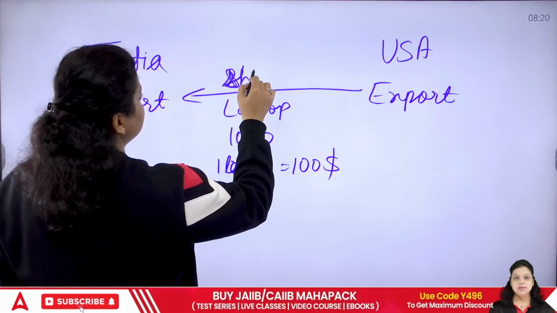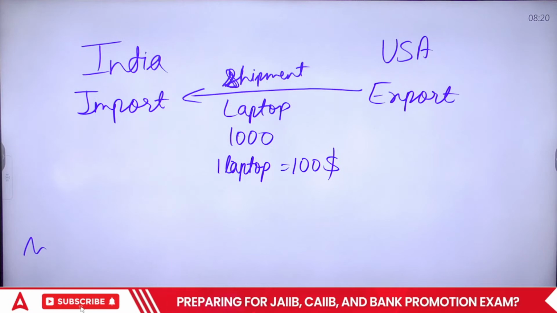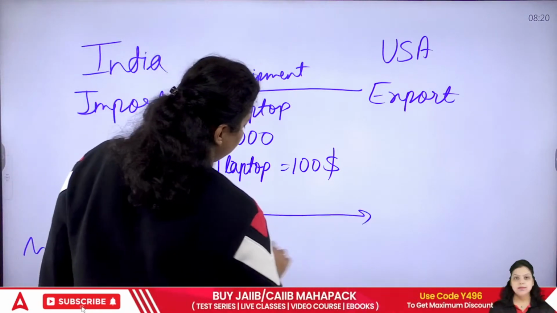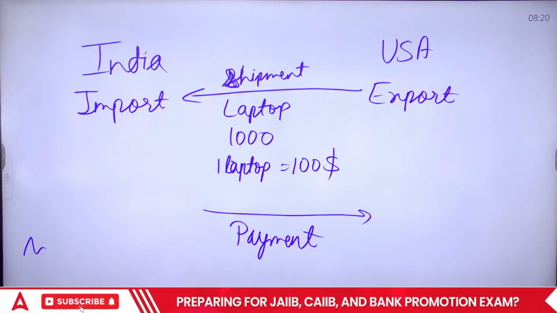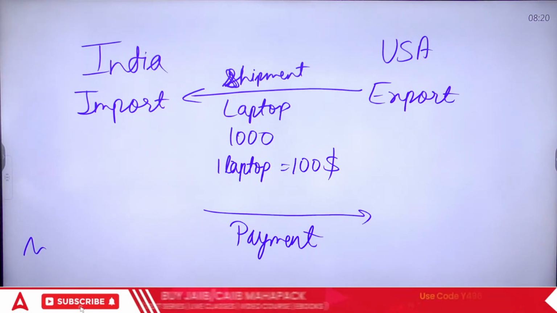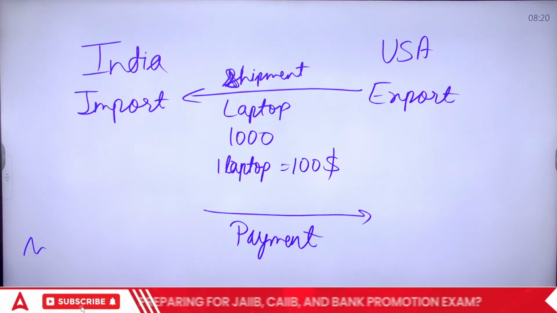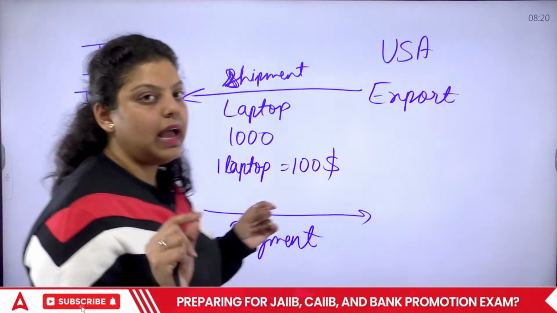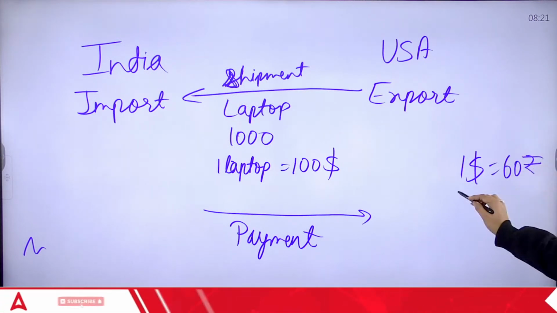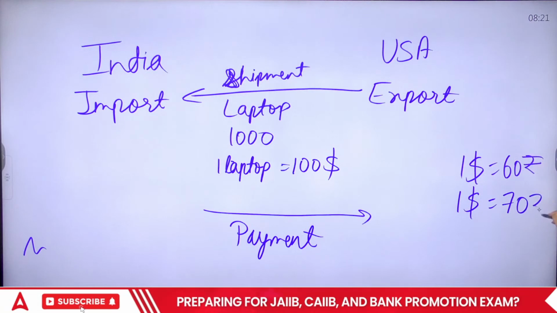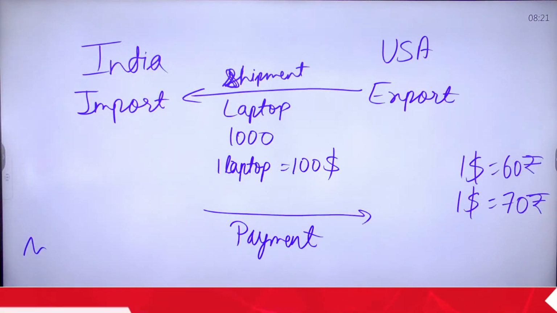So the particular exporter has done the shipment to the country. Does the trade end? No, trade doesn't end. Now you have to do the payment. Now the importer has to make the payment, and the payment should be done in the foreign currency that is required. It means in dollars. Now how much money do you have to pay the exporter? It depends on the current exchange rate. Like if $1 is equal to 60 rupees, you will pay accordingly. If $1 is equal to 70 rupees, you will pay accordingly. So your trade, your export and import, depends on your exchange rate.